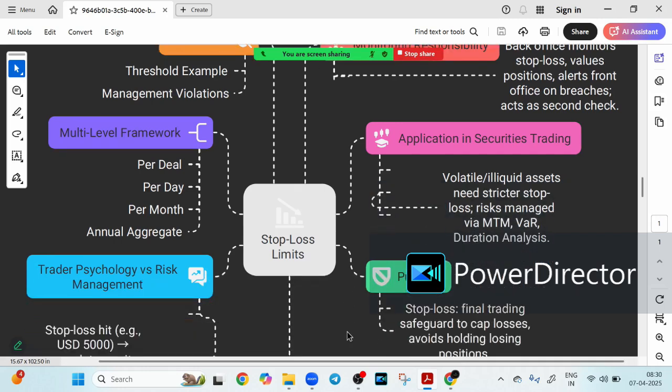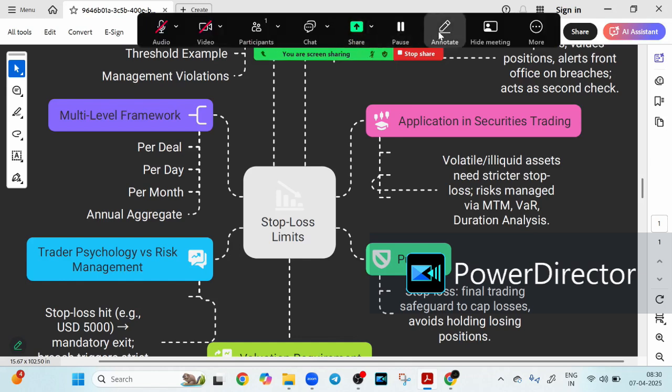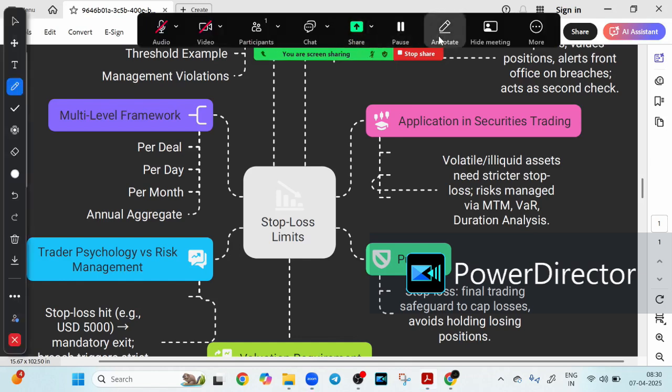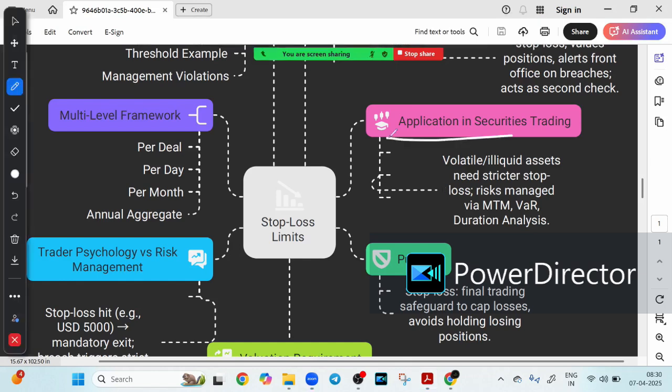Now friends, let's look at the application in security trading. Every aspect which you will see in the book over 2 to 3 pages has been covered in just a single page. When you are trading volatile or illiquid assets, the need for a stop loss becomes very intense, very much required. Why? Because risk is monitored using tools like MTM, mark to market, value at risk, and duration analysis. These are the tools through which risk is monitored.